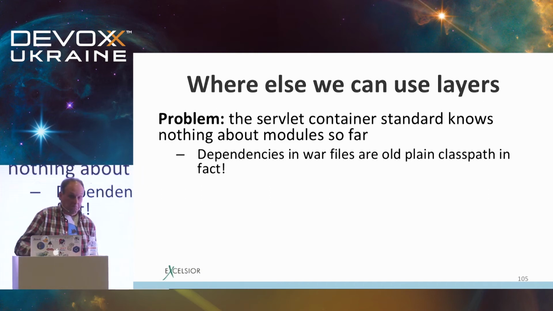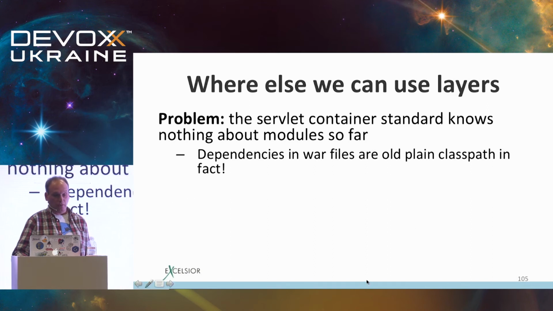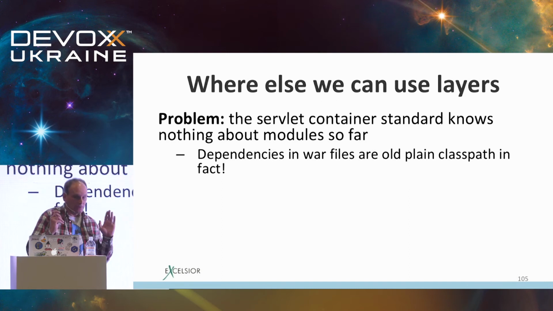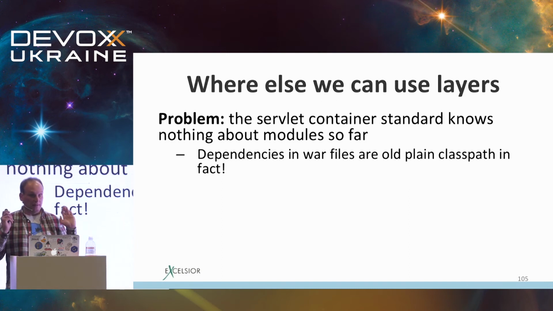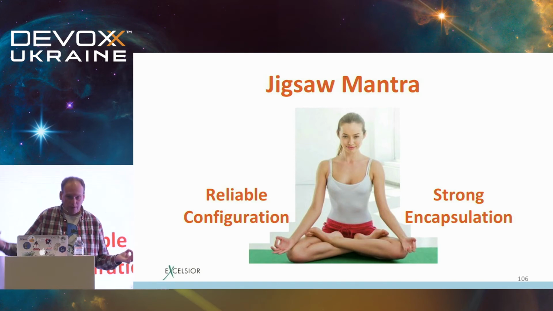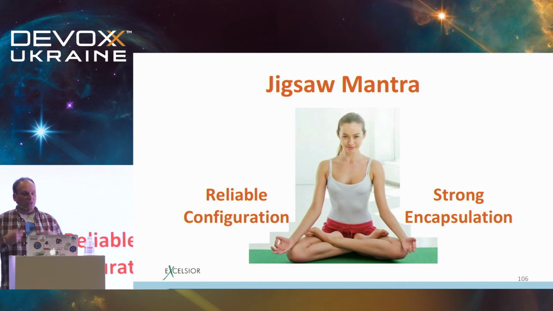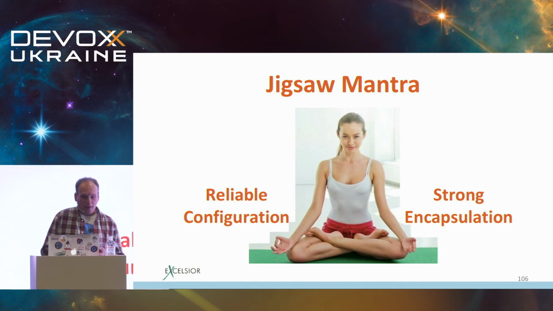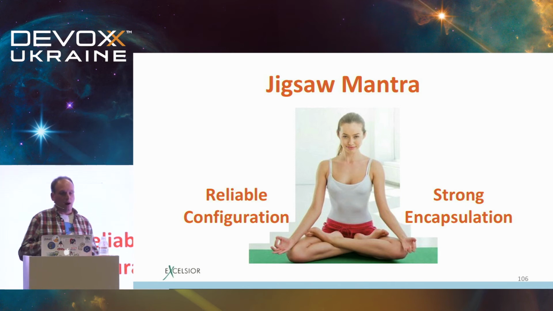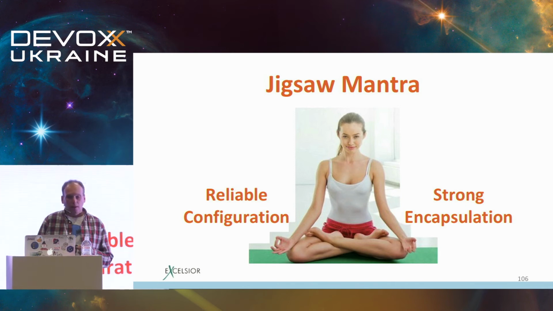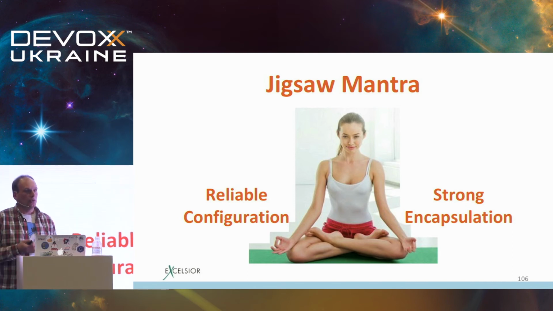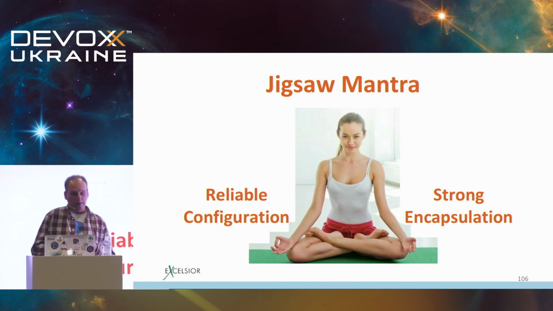Who saw my last year's session about Jigsaw versus OSGi? No? Well, Jigsaw has a mantra. And the mantra is reliable configuration, strong encapsulation. So what does reliable configuration mean? It means that Jigsaw guarantees that no required modules are missed in your final configuration. There are no cycles in the dependency graph, and there are no split packages, meaning that you don't have two versions of the same library in the final configuration.